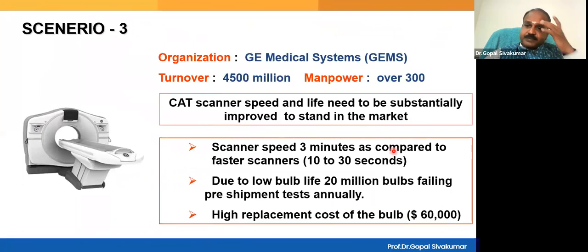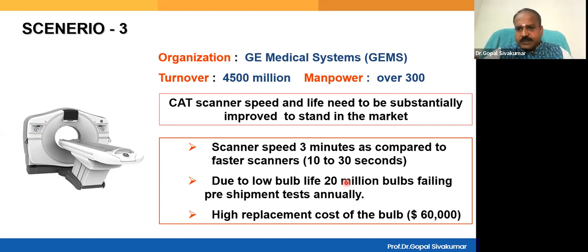Similarly, General Electric, in 1995, they adopted Six Sigma. Their reason for adopting Six Sigma, one of their scanner, a medical equipment, that life needs to be improved to stand in the market. In terms of two things. One is the life. The other thing is the failure. A particular bulb was failing. See here, a bulb is costing huge money, $60,000. And there were 20 million bulbs failing every year. So the company was really undergoing a heavy cost of poor quality. So they wanted to fix these kind of issues using the new approach. And moreover, the speed of the scanner is 3 minutes compared to 30 seconds of the competitor.